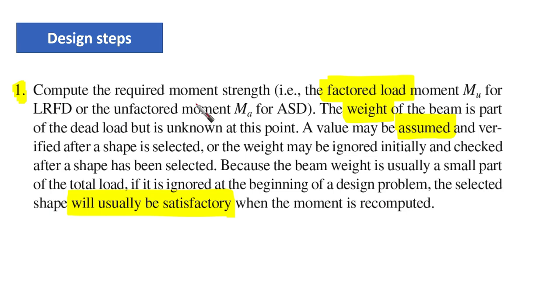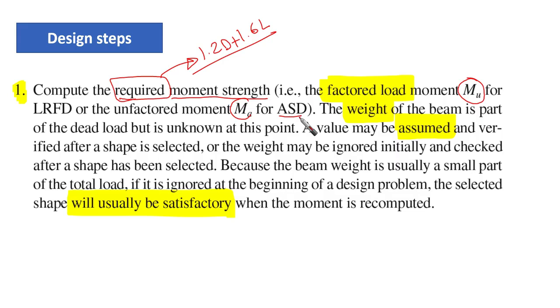Compute the required moment strength. The required strength comes from the load combination, 1.2 dead plus 1.6 live, for example. That is, the factored load moment Mu for LRFD, or the unfactored moment Ma for ASD.